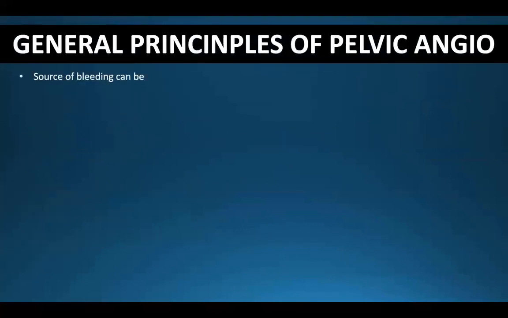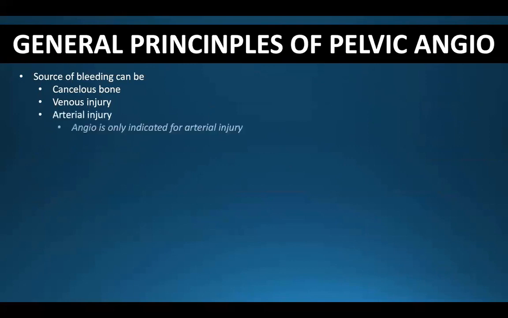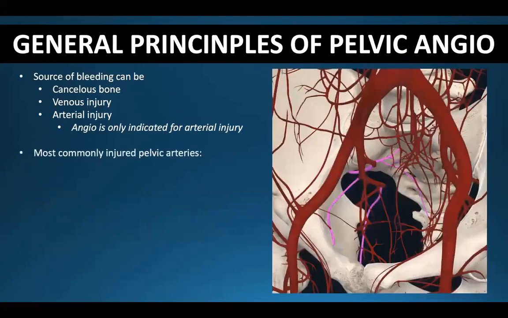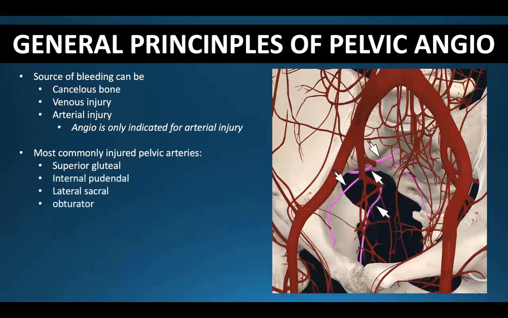Some general principles. So when there is a pelvic fracture and a pelvic hematoma, the source of bleeding can be from the bone, vein, or artery. Angio is only indicated for arterial injuries. Most commonly injured pelvic arteries: superior gluteal, internal pudendal, lateral sacral, and the obturator. What we're looking at here is a 3D model in an LAO view.